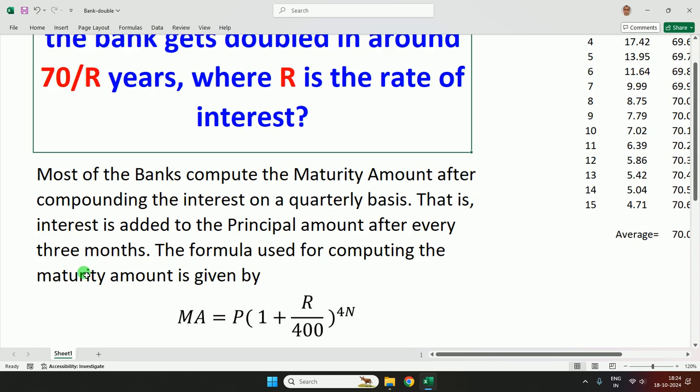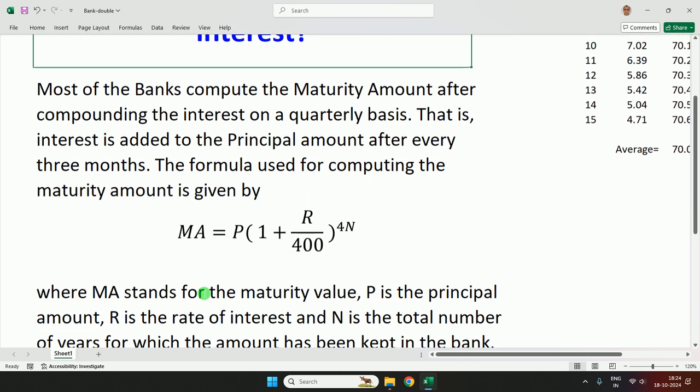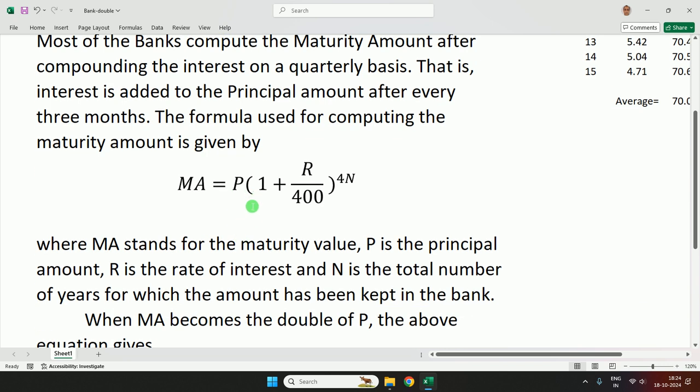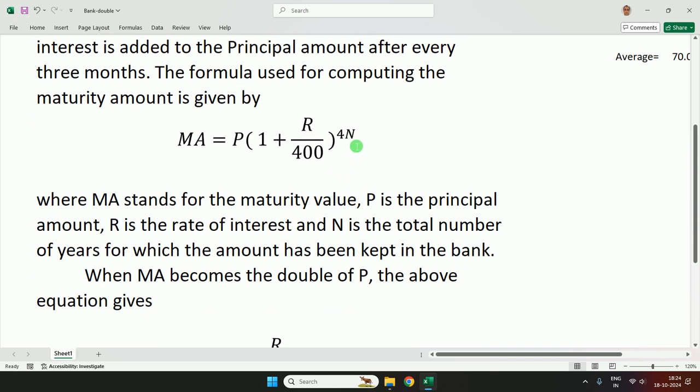See here, most of the banks compute the maturity amount after compounding the interest on a quarterly basis. That is, interest is added to the principal amount after every 3 months. The formula used for computing the maturity amount is given by maturity amount MA equal to principal amount P multiplied with (1 plus rate of interest over 400) whole thing to the power 4 times the number of years for which the amount has been kept in the bank.